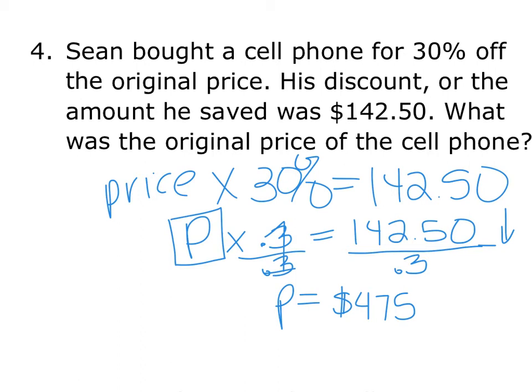And if we were to take that $475 and put it back here in our original equation, it'll work out. 30% of $475 is $142.50. Let's do the next problem.